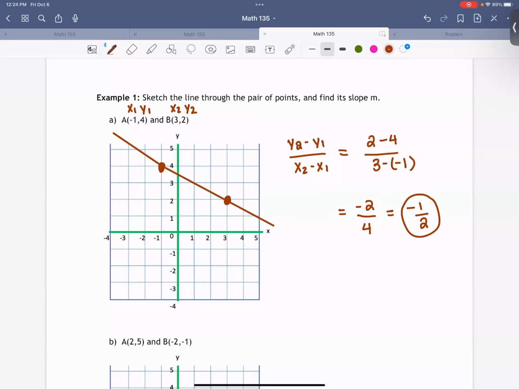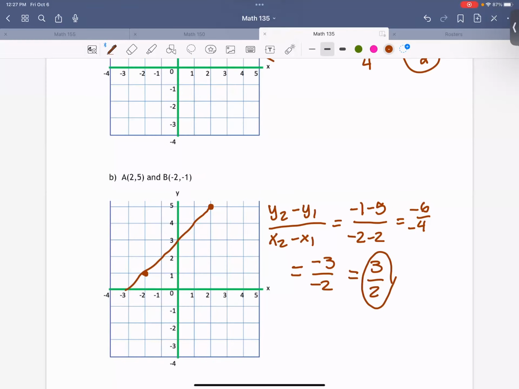Any questions on part A? All right. Why don't you try part B now? I'm going to give you a few minutes to work on that, and then we'll come back. All right, let's come on up to the front.